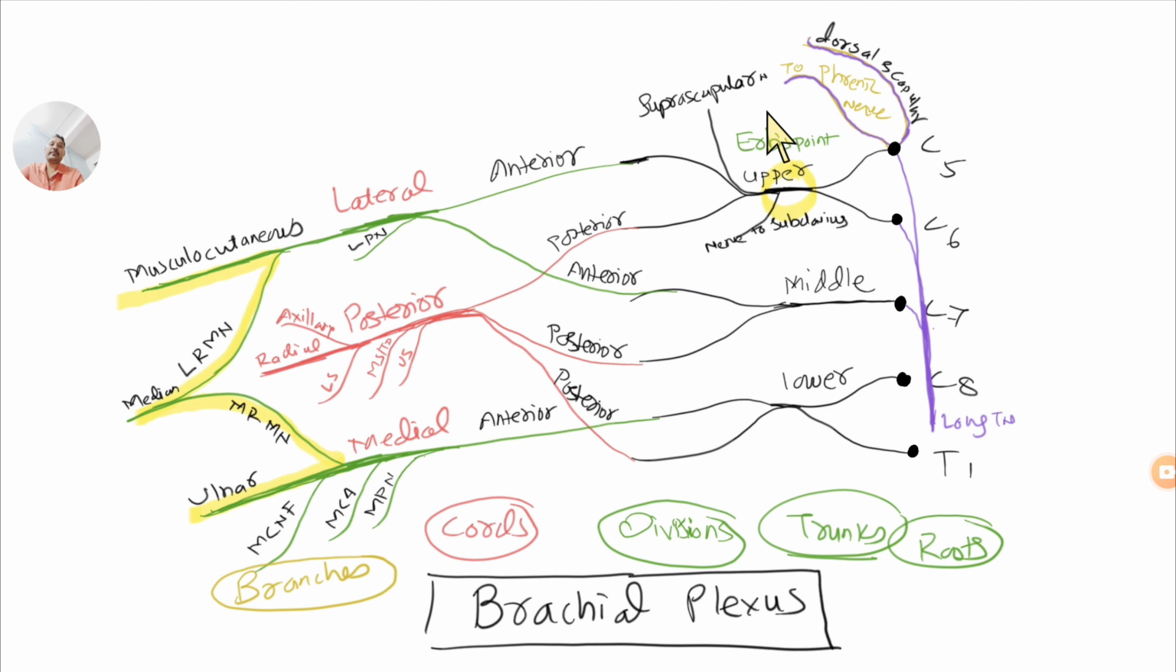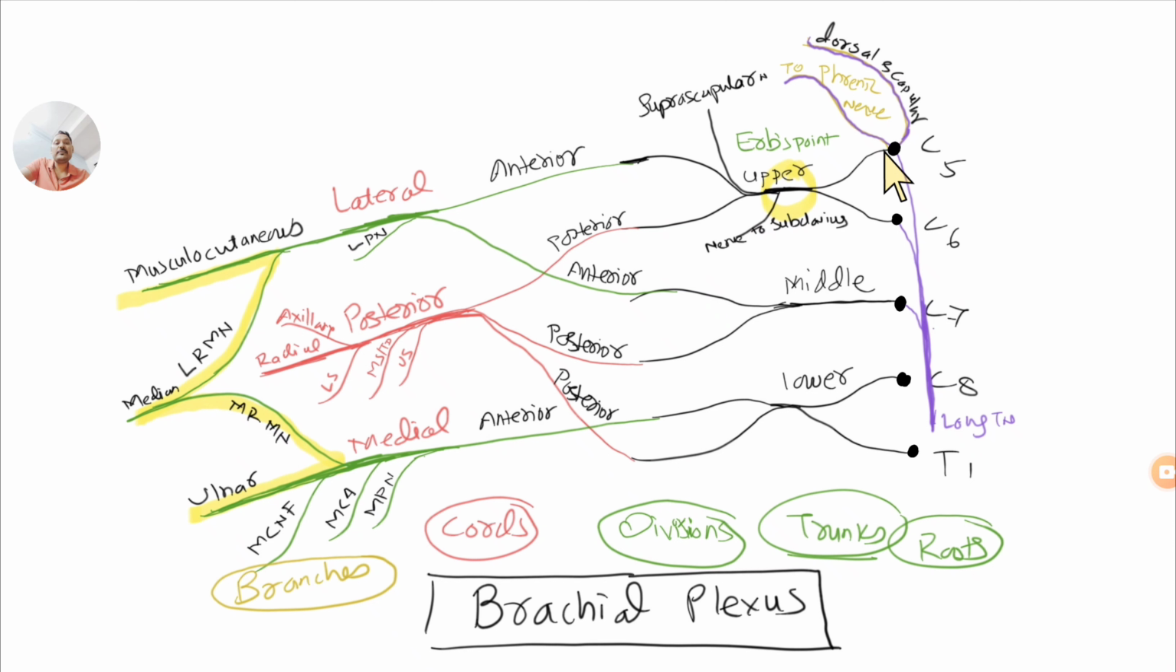Now come to our upper trunk. Now this upper trunk has a particular area where C5, C6 unite to form the upper trunk. They give two branches here, suprascapular nerve and the nerve to subclavius muscle. Suprascapular supplies your supraspinatus, infraspinatus, and this supplies your subclavius. And further, this trunk divides into anterior and posterior division.